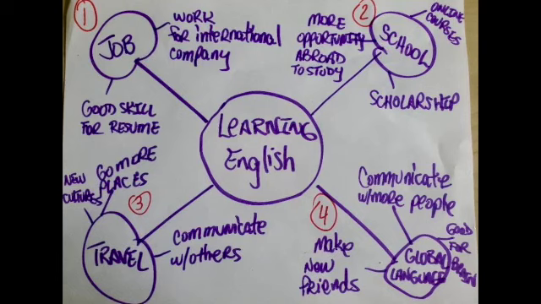For example, if we look at job, I wrote, good skill for resume. What details can I give to support this idea? Well, on a resume, an employer wants to see what skills someone has, not just work experience. The more skills you put down, the better chance you have of landing the job. So, putting English down as a language you know besides your native language makes you more employable.